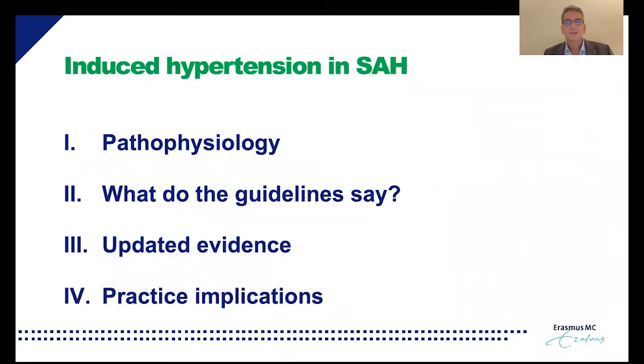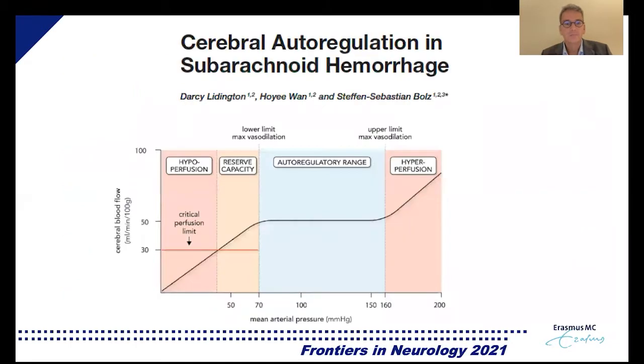So I want to discuss some issues with you regarding induced hypertension in subarachnoid hemorrhage. First of all, the pathophysiology, or why do we think we need to induce hypertension? What do the guidelines say? Are there any updates in the evidence and the practical implications? So first, about the pathophysiology.